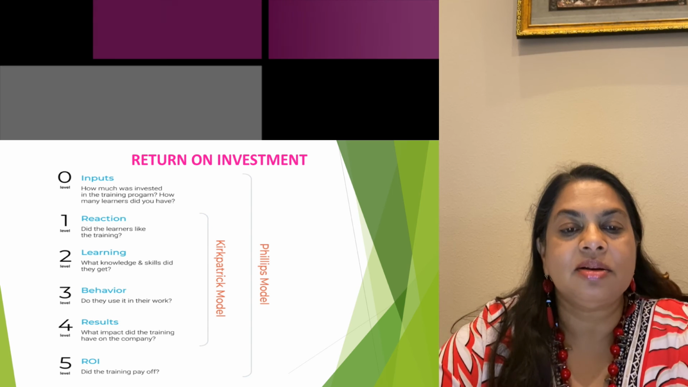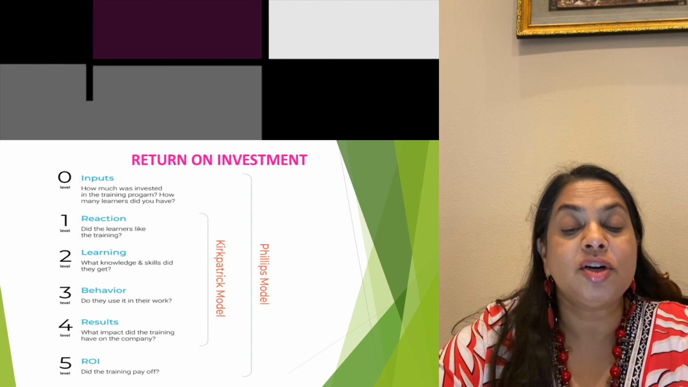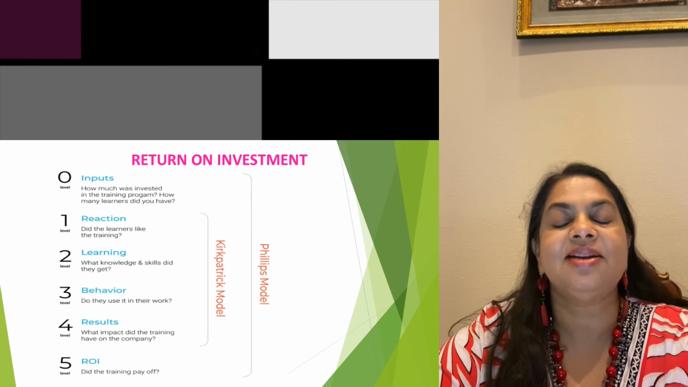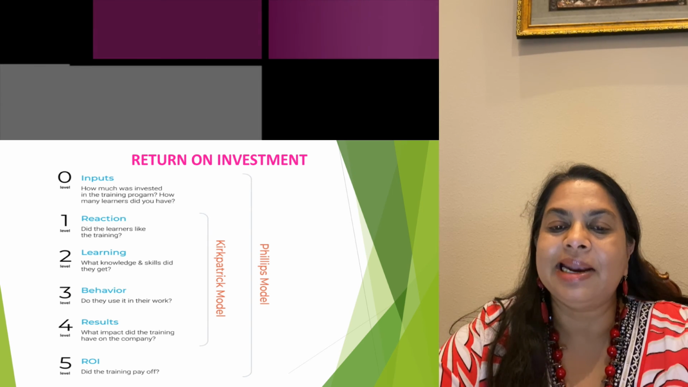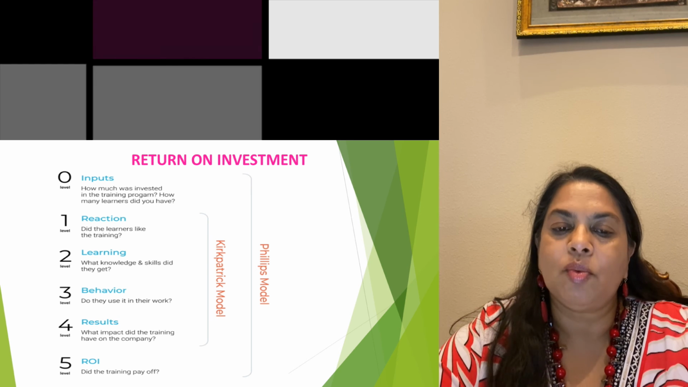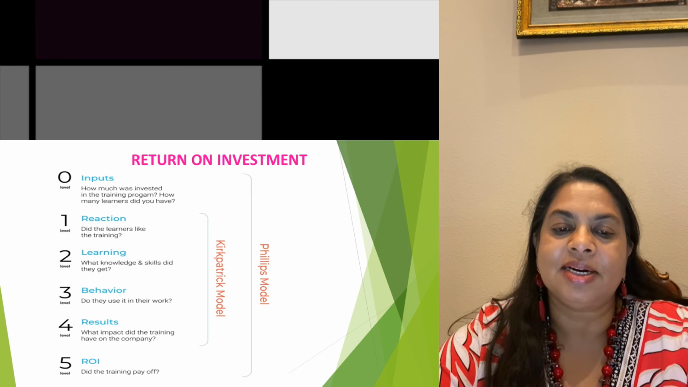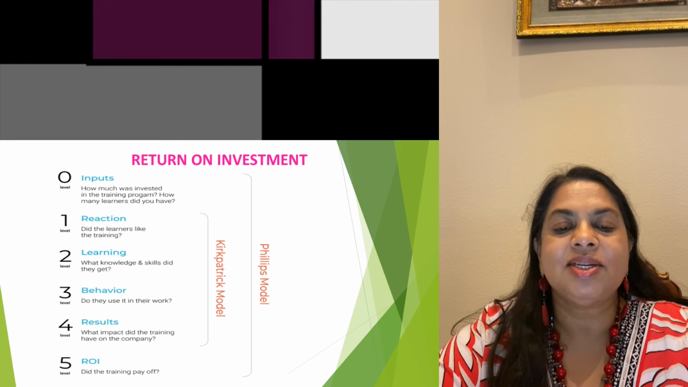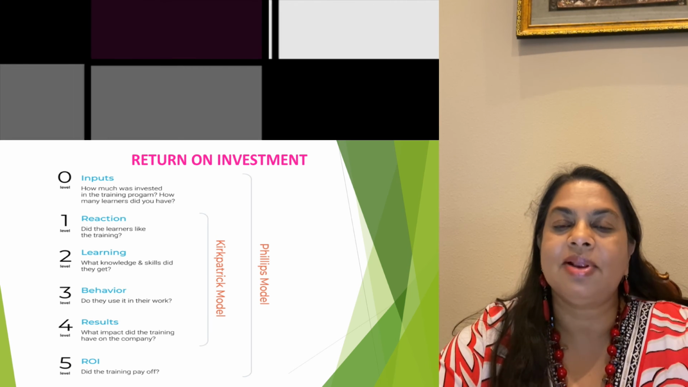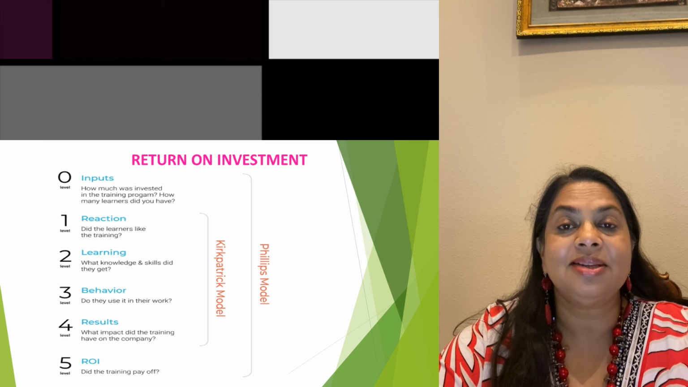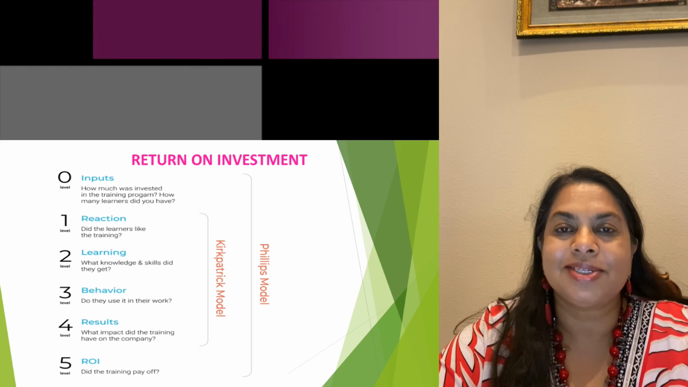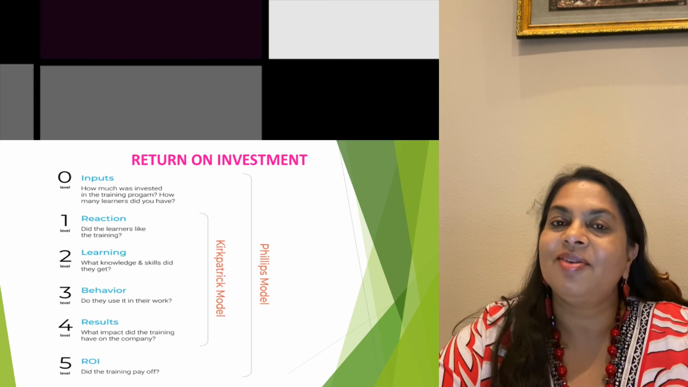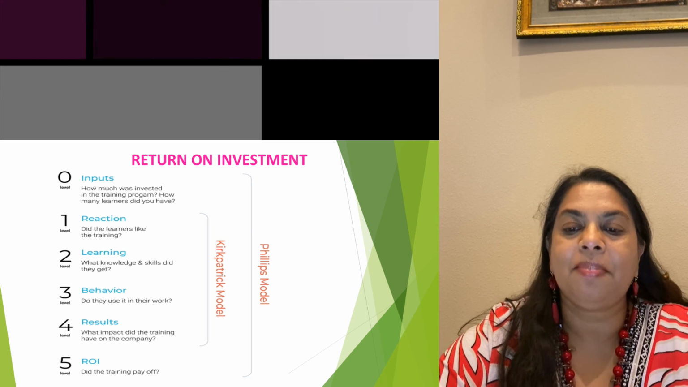The first level, that is level 0, indicates inputs: how much was invested in the training program, and how many learners did you have. Level 1 is reaction. Did the learners like the training? Level 2, learning. What knowledge and skills did they get? Level 3, behavior. Do they use it in their work? Level 4, results. What impact did the learning have on the company? And level 5 is ROI. Did the training pay off?